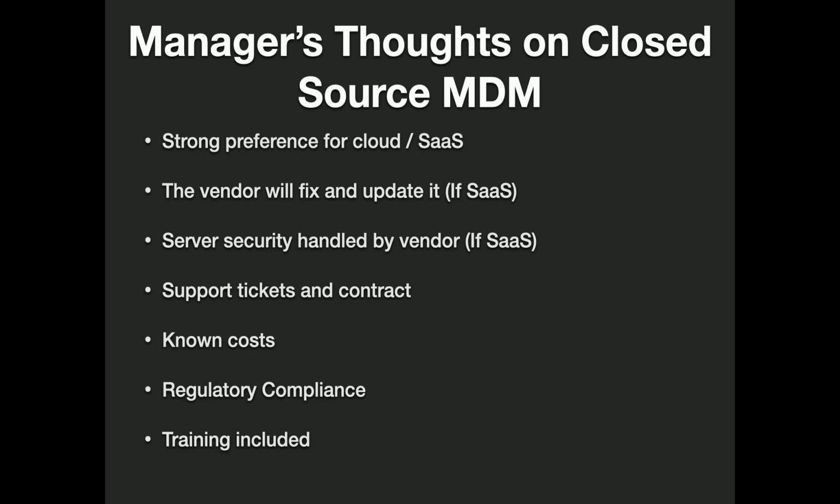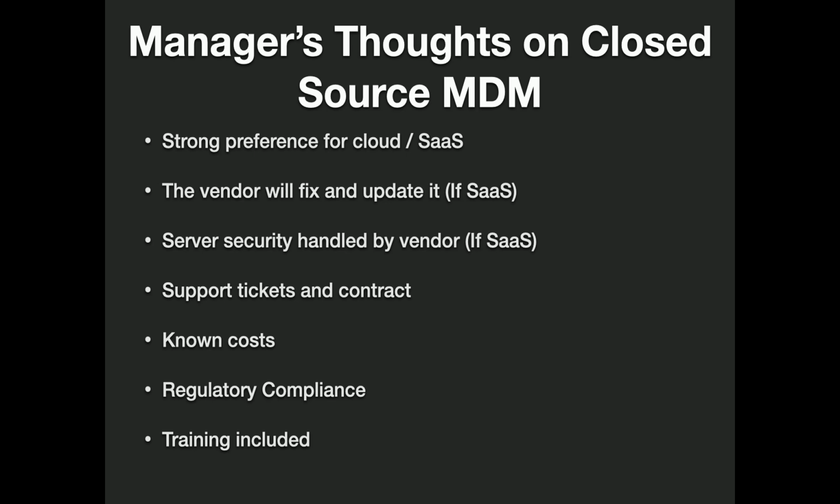So a manager's thoughts on closed source are very simple. There's a strong preference for the cloud or SaaS. That's the way the world is going. We like that. The vendor will fix it and update it, so I don't have to do anything. If there's an update, yay, it gets pushed out automatically. Server security or system security is handled by the vendor. So if Superstorm Jimmy comes, they're responsible for fixing it. And I can just get a report and send it to the board of directors and say, see, we're cool.